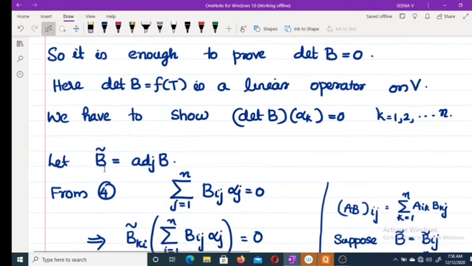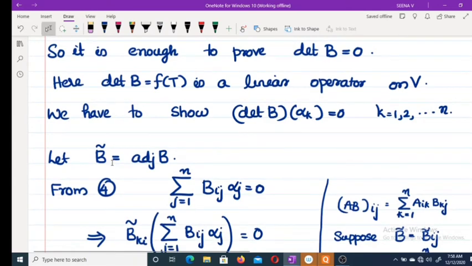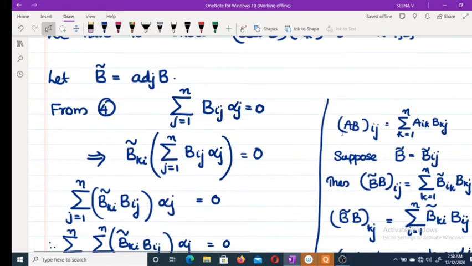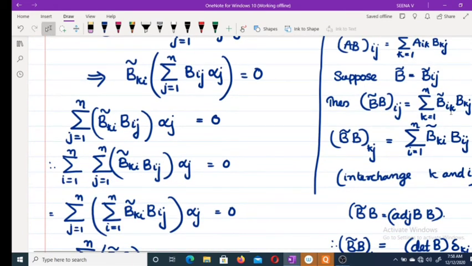For this, consider B tilde equal to adjoint of B. Okay, B tilde equal to adjoint of B. And we have sigma j from 1 to n, Bij alpha j equal to 0. Okay, now look at here. We have Abij equal to sigma k varies from 1 to n, Aik Bkj. Suppose B tilde equal to Bij tilde. Therefore, B tilde Bij equal to sigma k varies from 1 to n, Bik tilde Bkj.